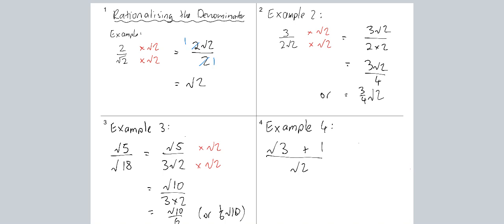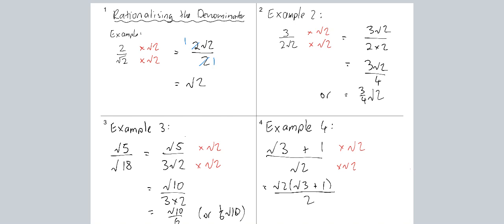Example 4 is root 3 plus 1 over root 2. The fact that the numerator is more complicated means that we should slow down a bit, but the process is still the same. We look at the denominator, simplify it if we can. In this instance, we can't, so we've got to multiply the top and bottom by root 2. This will give me a next line of root 2 multiplied by, in brackets, root 3 plus 1. So I've bracketed the numerator because I'm multiplying the whole of the numerator by root 2. And on the bottom, I've got root 2 times root 2, which is 2.